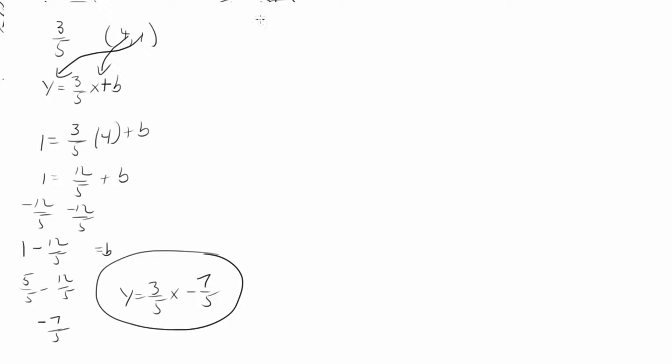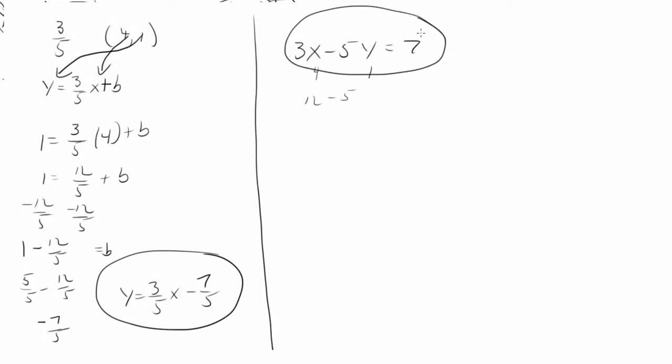Okay? Now let's try my way. If the slope is 3/5, then you know the standard form equation is going to be 3x minus 5y. And if I put a 4 in for x and a 1 in for y, I'm going to get 12 minus 5, which is 7. So here's the equation in standard form.